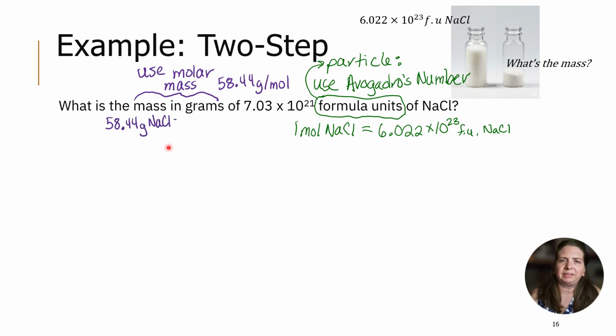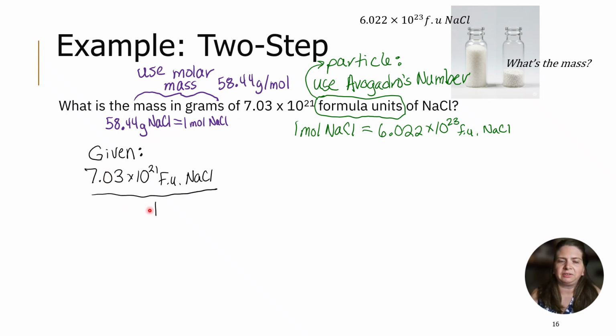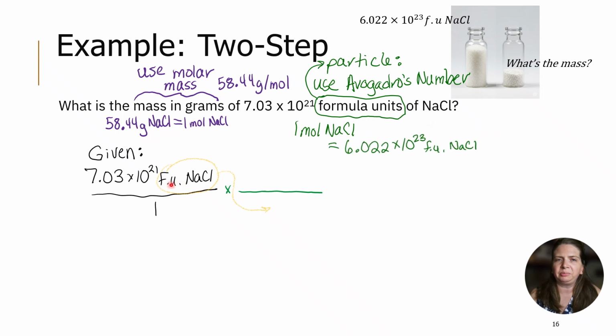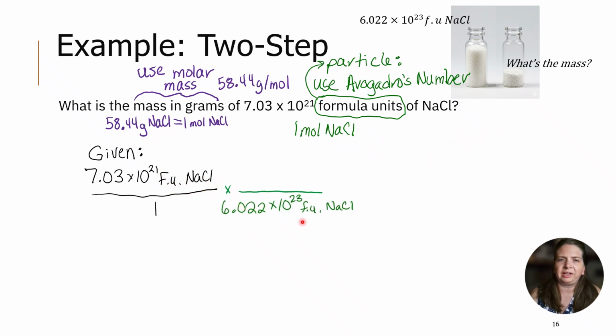Next, we can begin by setting up our dimensional analysis. Start with the given value, 7.03 times 10 to the 21st formula units of NaCl. It can be helpful to write this over 1 so that you have a fraction. Next, set up your first conversion factor. Copy the unit and the substance label from the numerator into the denominator of the conversion factor so that it will cancel. Because formula units are related to moles through Avogadro's number, we place the 6.022 times 10 to the 23rd formula units of NaCl in the denominator and the 1 mole in the numerator.